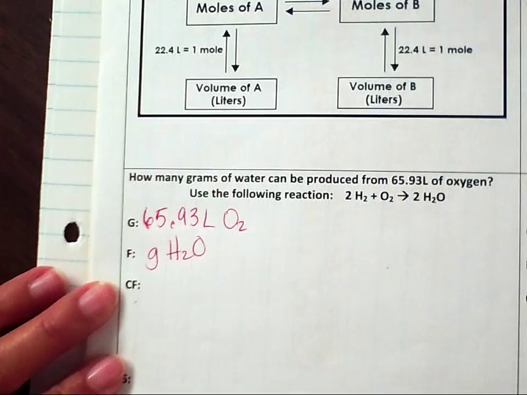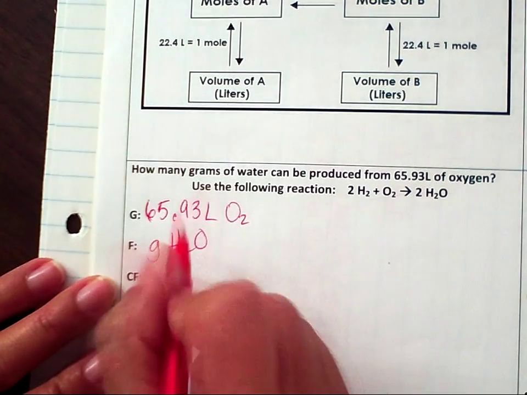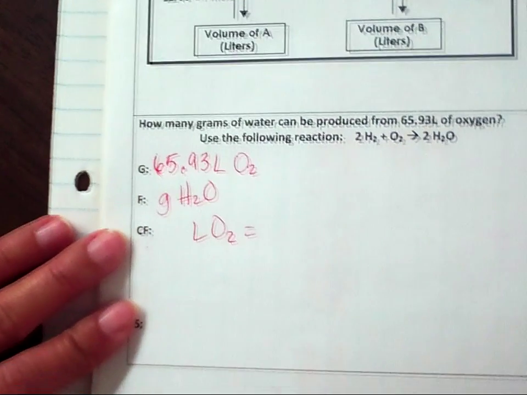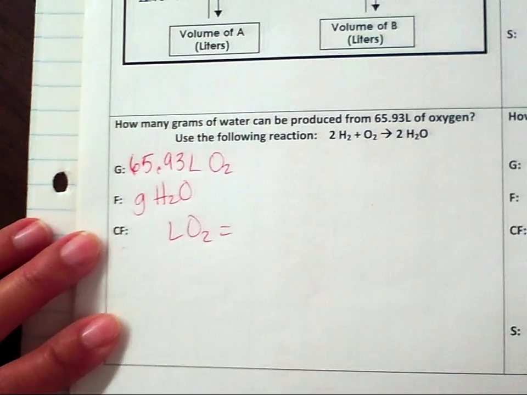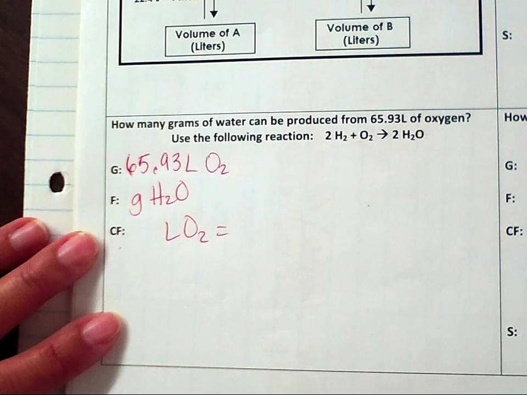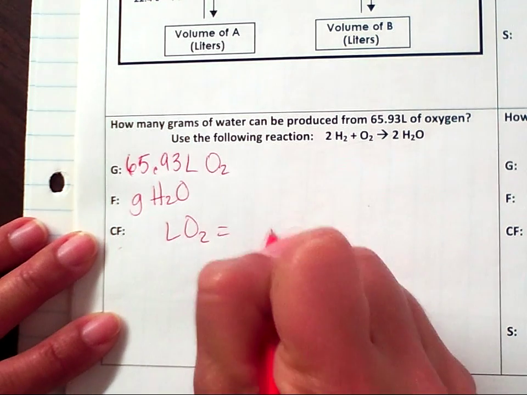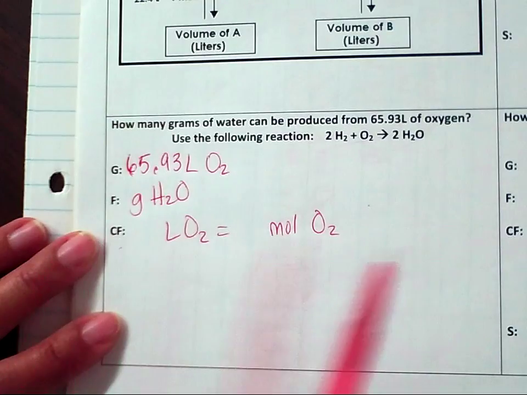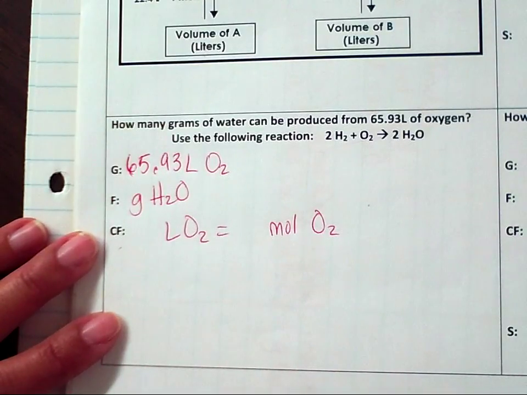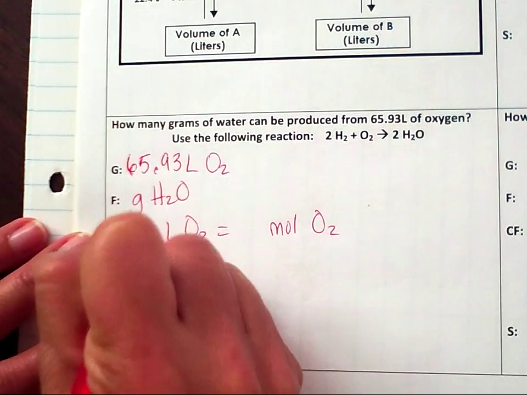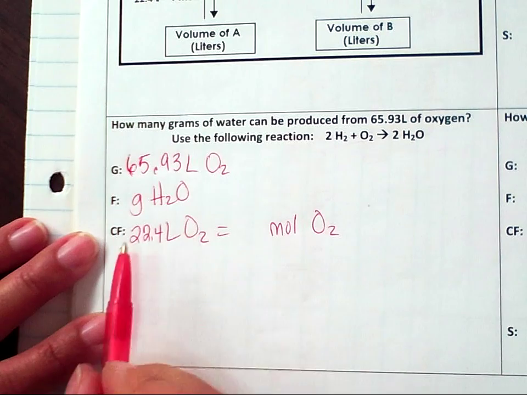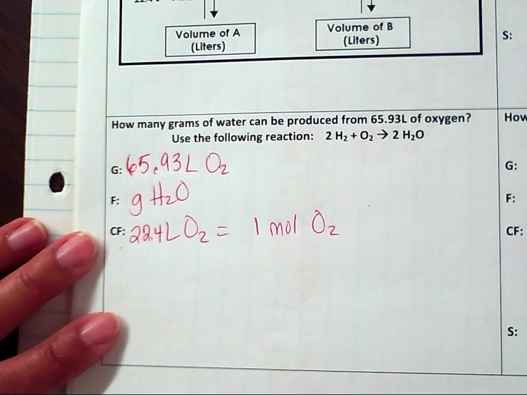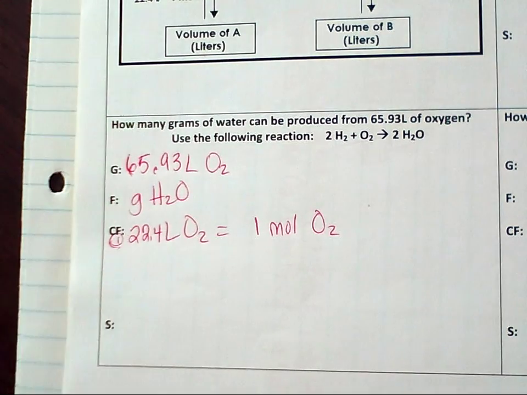Okay? So, we have liters of O2. And what do we do for the very first conversion every single time? Convert to what unit? Moles. Remember that. Okay? So, moles of O2, using the triangle, what is the relationship? Anyone? It's 22.4 liters for every 1 mole. Okay? That's the first conversion.